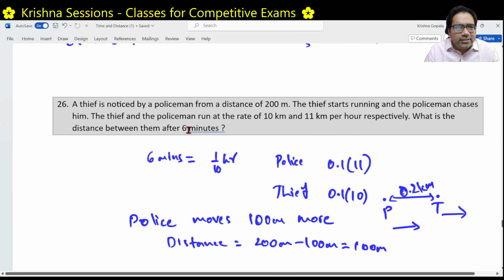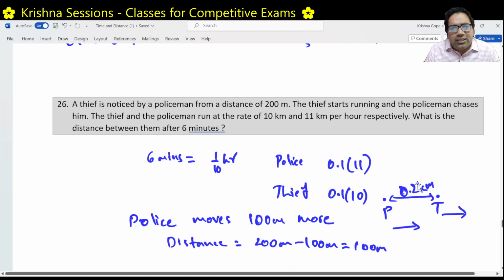Now, what is it saying? In 6 minutes, which means 1/10 hour, how much would he have traveled? The policeman would have traveled 11 kilometers per hour into 0.1 hour. In the same way, the thief would have traveled for 0.1 hour, which is 6 minutes, at 10 kilometers per hour. So the policeman would have traveled 1.1 minus 1, which is 0.1 kilometers more, which is 100 meters more.